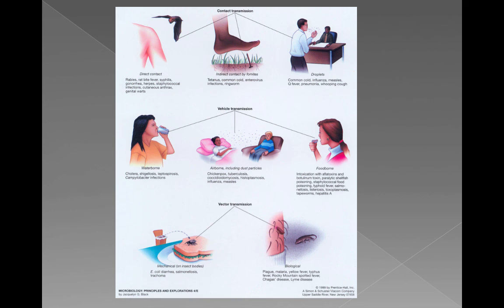There's what's called mechanical vectors, and you can see that picture of the fly landing on the garbage and then landing on that lovely sandwich that you made for lunch. Or it could be a biological vector. One example there might be a tick biting your skin, and then you contract Lyme disease.